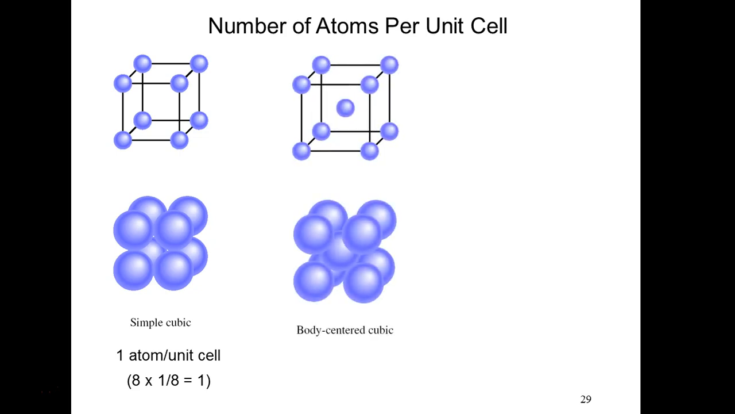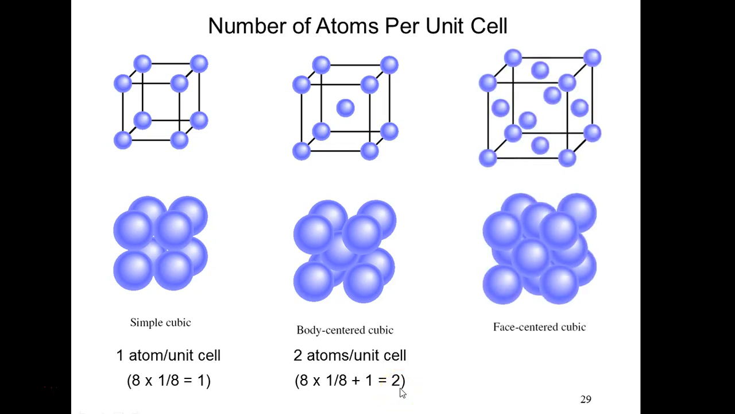In a body-centered cubic arrangement, you'll have 2 atoms per unit cell. That will be 1 atom in the center. That's that +1. And you have 8 at the corners, for a total of 2 atoms per unit cell.